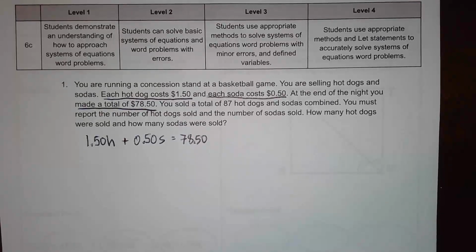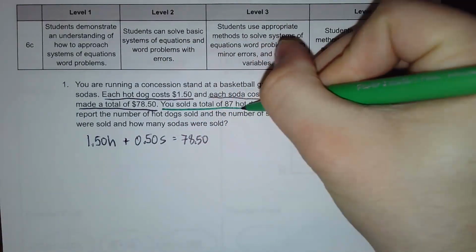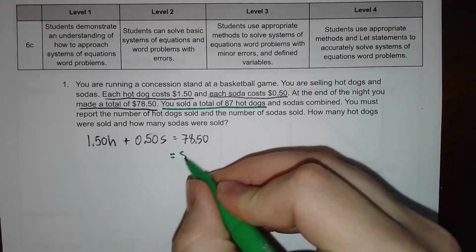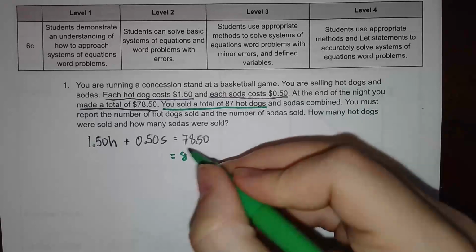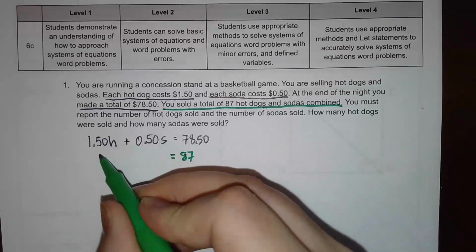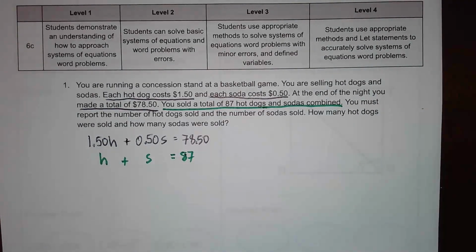Now next up, it does say that we can create another type of equation, because to do a system of equations, we need at least two. So it says you sold a total of 87 hot dogs and sodas combined. So that means the number of hot dogs plus the number of sodas was 87.